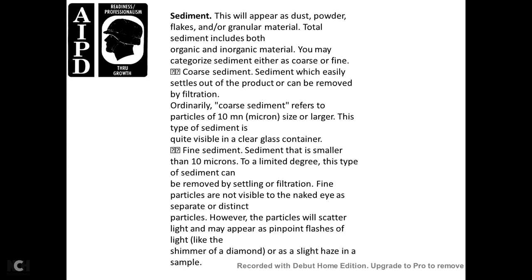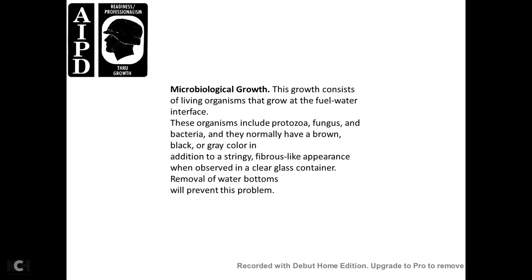This type of sediment is quite visible in a clear glass container. Fine sediment is smaller than 10 microns, visible only to a limited degree. This type of sediment can be removed by settling or filtration. Finally, some particles are not visible to the naked eye as separate distinct particles. However, the particles will scatter light and may appear as pinpoint flashes of light, like a shimmer, or the sample may appear slightly hazy.